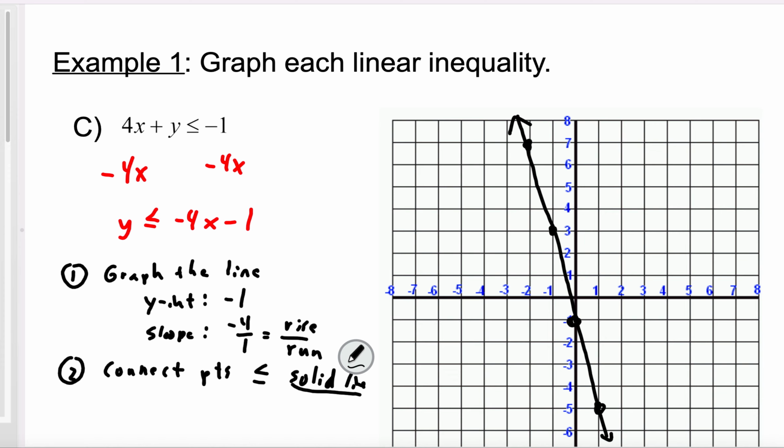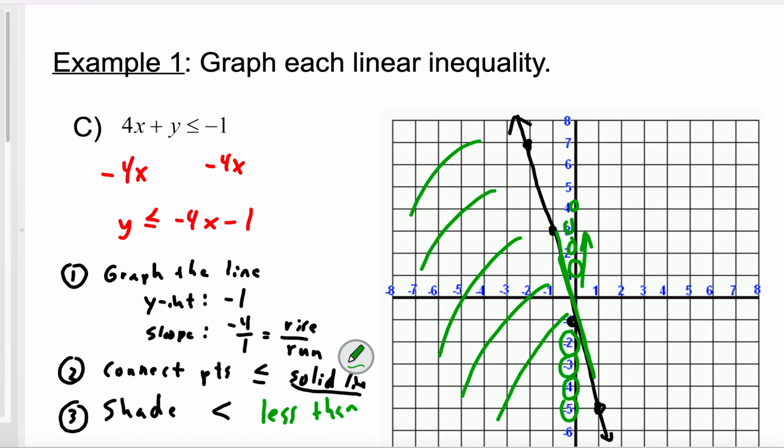And then the third step here is to shade. So we have to shade, and we want to shade where it's less than. A lot of people like to think below the line, but how do you tell where below the line is? Well, this line here splits it. Remember, just look at the y-axis here. The numbers down here are getting smaller. The numbers on this side are getting larger. So you don't want to shade on this side because they're getting larger. We want them smaller because this is a less than. So they're smaller on this side, so this is the side we have to shade in.